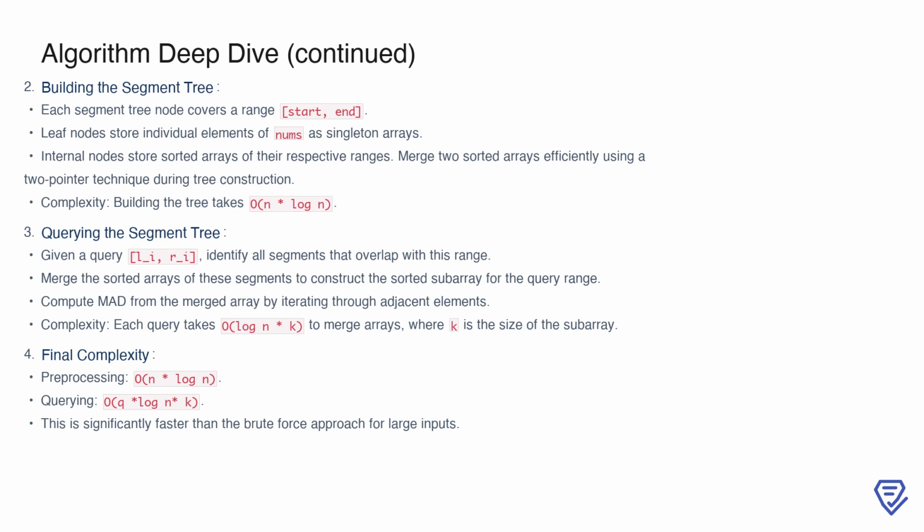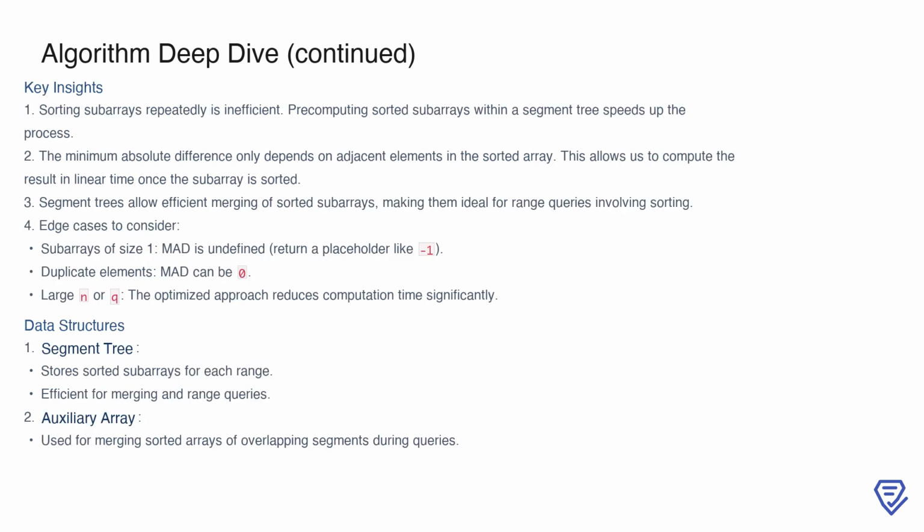When querying the tree, we identify all segments that overlap with the range specified by the query, merge their sorted arrays, and then calculate the MAD from this merged array. Querying a segment tree involves merging arrays in O(log n * k) time, where k is the size of the subarray. Overall, pre-processing takes O(n * log n), and querying is significantly faster compared to the brute force approach. The key to the optimized solution is recognizing that repeatedly sorting subarrays is inefficient. By pre-computing sorted subarrays within a segment tree, we can reuse this data for overlapping ranges.